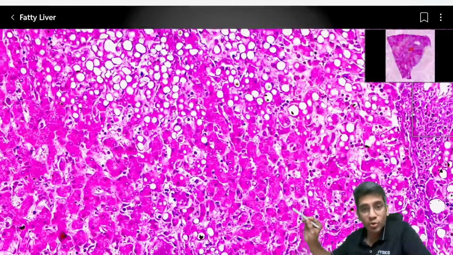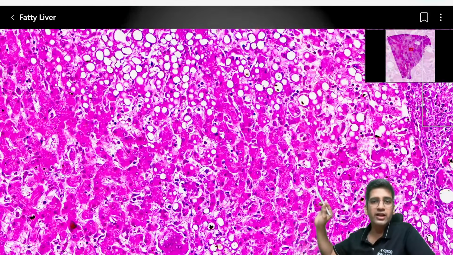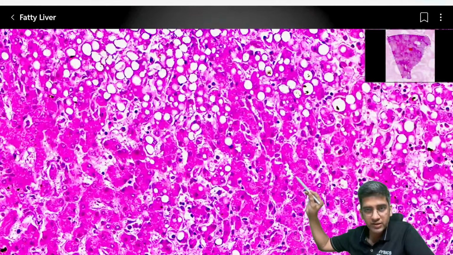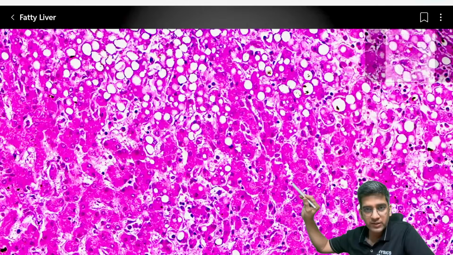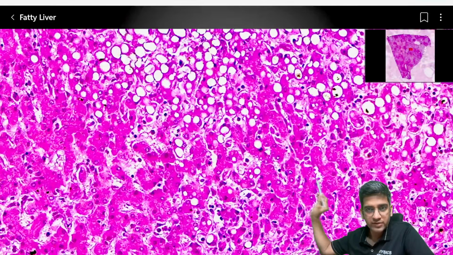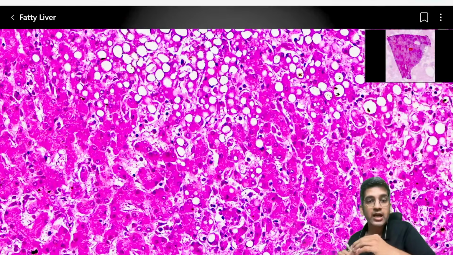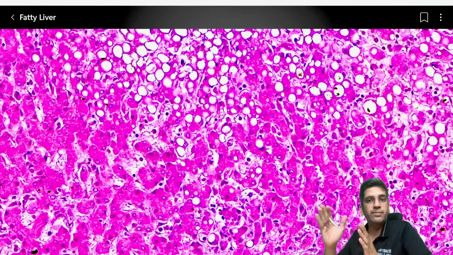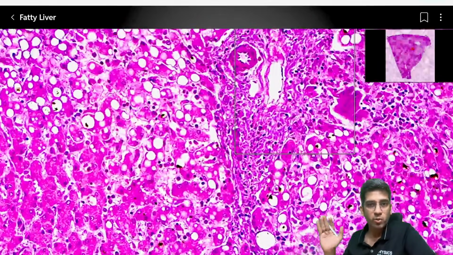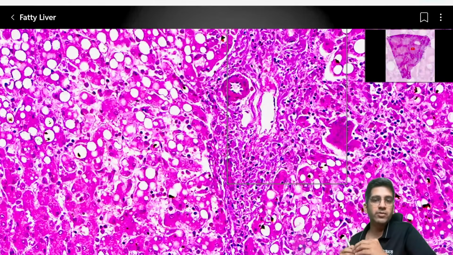Plus, I have rows of hepatocytes. That's a beautiful architecture of liver. I have hepatocyte, sinusoid, hepatocyte, sinusoid. That's rows of hepatocytes, right? I have rows of hepatocytes separated by sinusoids, and I have beautiful portal triads here. That tells me it's a liver biopsy.